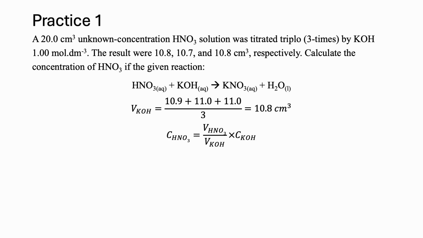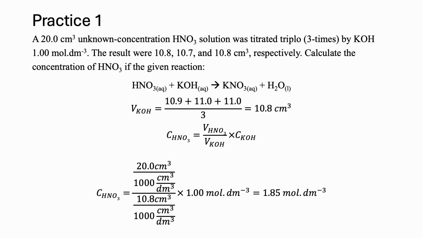The concentration of HNO3 can be calculated this way, and then we can find that the concentration is 1.85 mol per dm³.